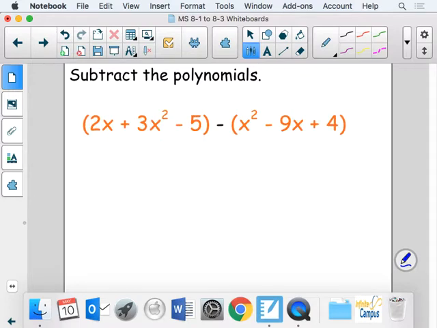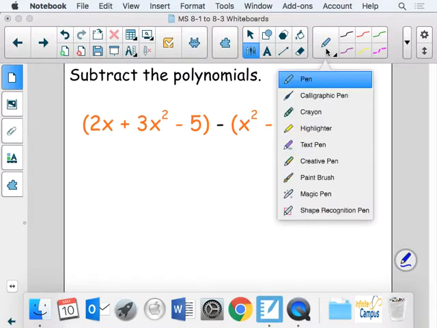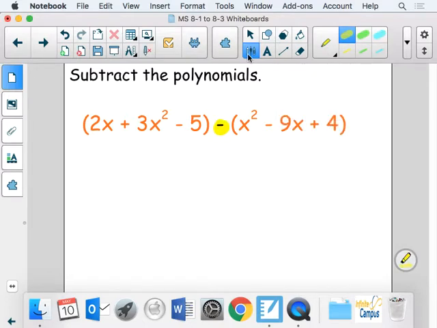All right, we have another subtracting polynomials. So I need to change this to an addition problem by distributing this negative. So I change all of the signs of the items that come after this negative sign. So this positive x squared becomes negative x squared. Negative 9x becomes plus 9x. And positive 4 becomes negative 4. And once we've done that, we can change this to an addition sign.